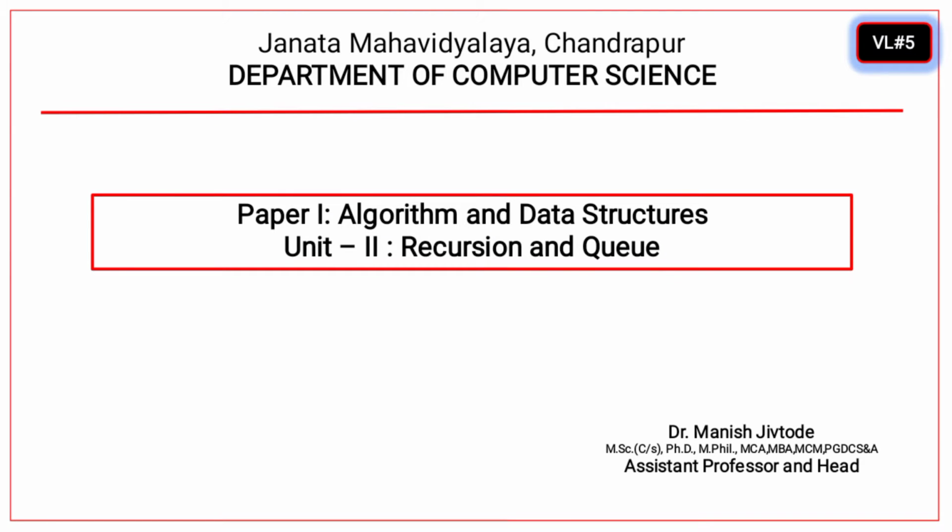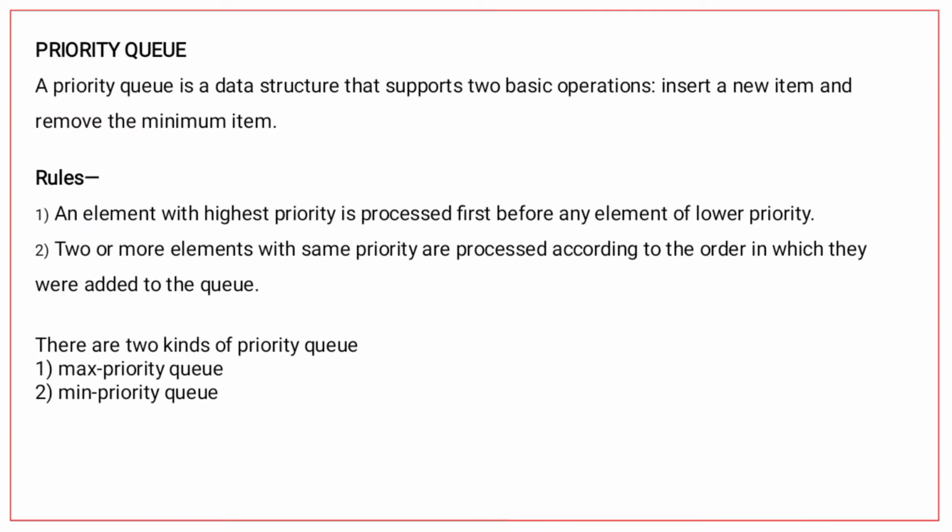Topic is priority queue. A priority queue is a data structure that supports two basic operations: insert a new atom and remove the minimum atom. A priority queue is a kind of queue in which each element is assigned a priority and the order in which elements are deleted and processed comes from the following rules.